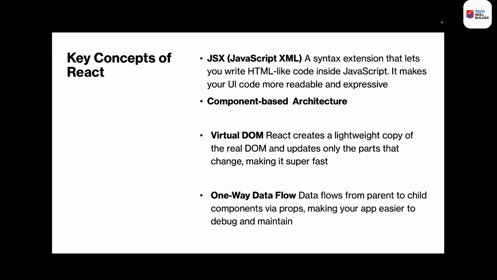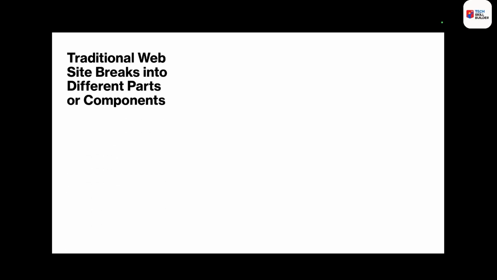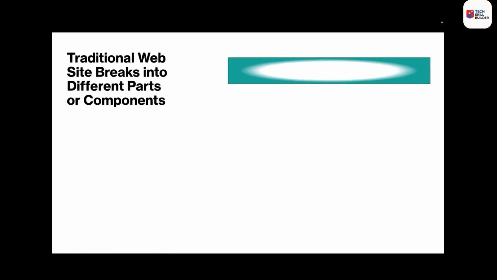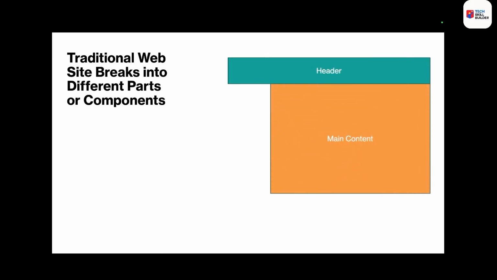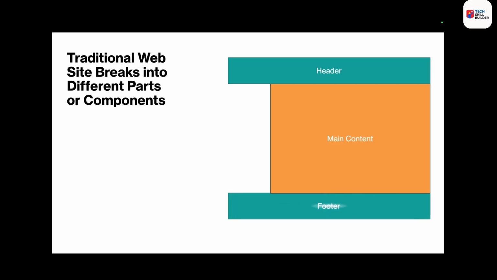We'll see a separate session on virtual DOM. One-way data flow: data flows from parent to child component via props, making your app easier to debug and maintain. A traditional website breaks into different parts, or components, you can say. First will be the header, then your main container and footer and your side menu. These are nothing but different components.